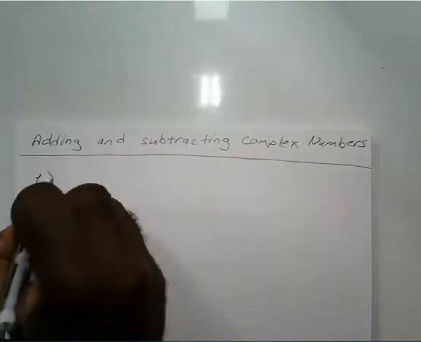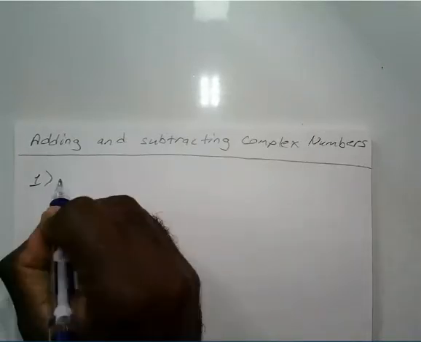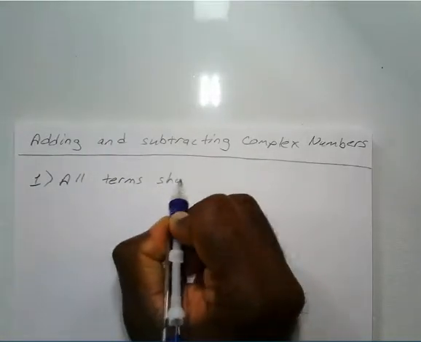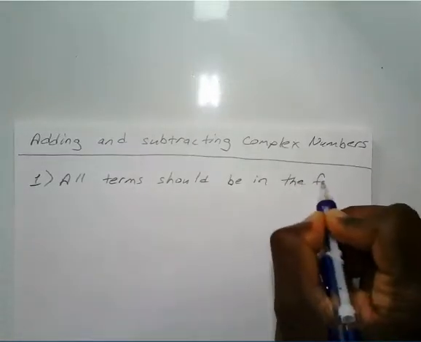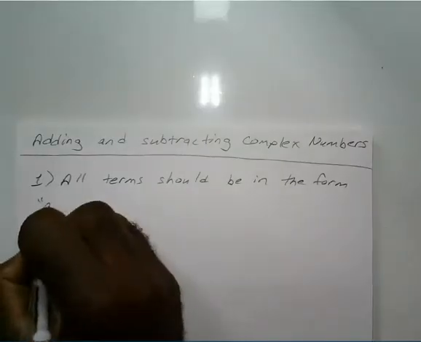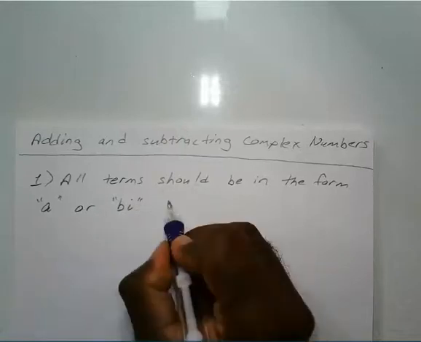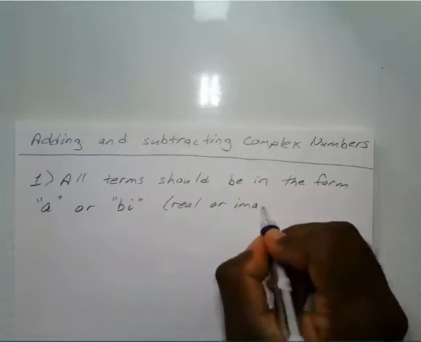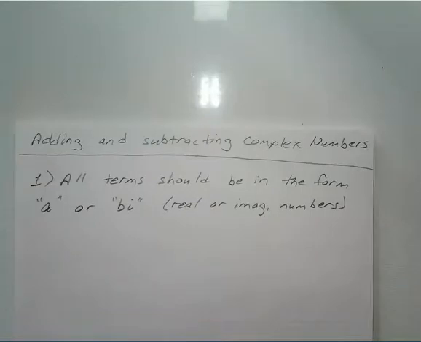So the first thing you want to do is make sure all the terms are in a plus bi form. All terms should be in the form a or bi. In other words, real or imaginary numbers. So in other words, you're going to get rid of any root symbols.